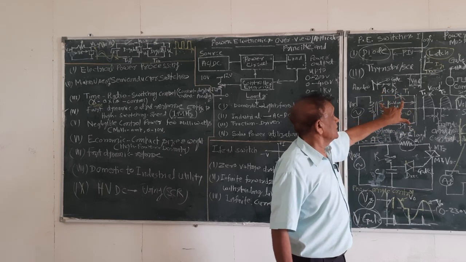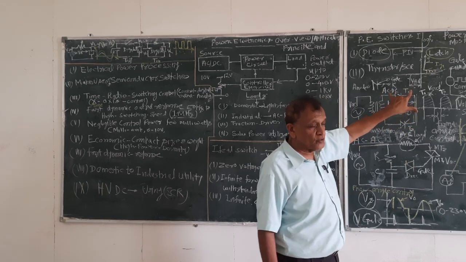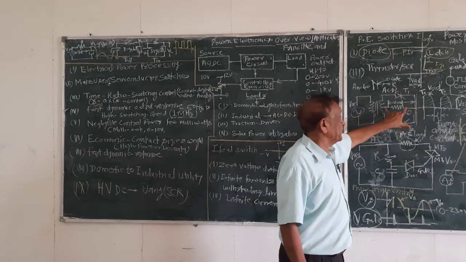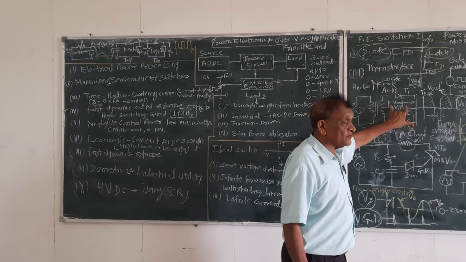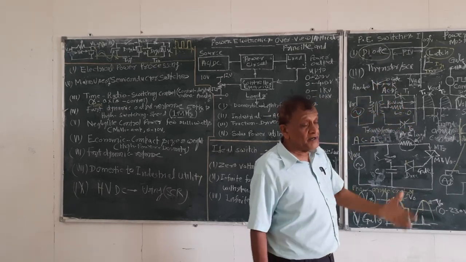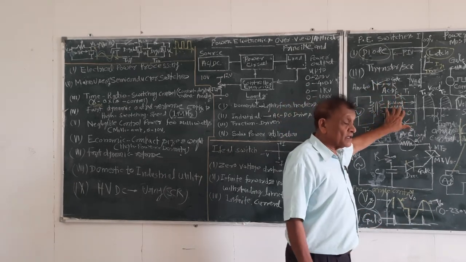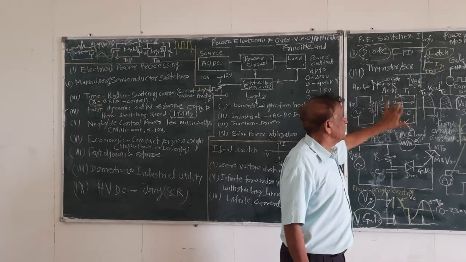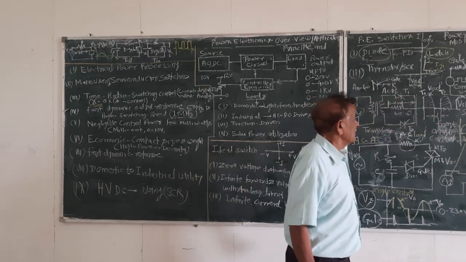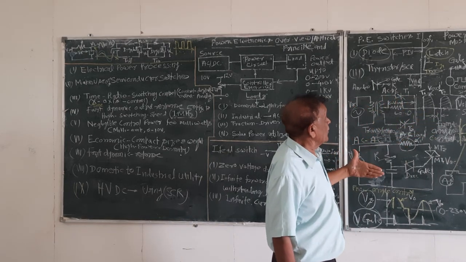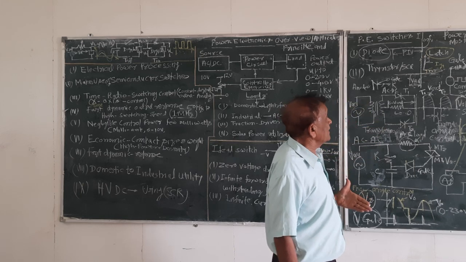thermostat. If you are using a battery charger, you can use a battery instead of this load and charge the battery. If you are using a motor, then you can control the speed of the motor by controlling the firing angle. So this is about firing angle control and the thyristor.